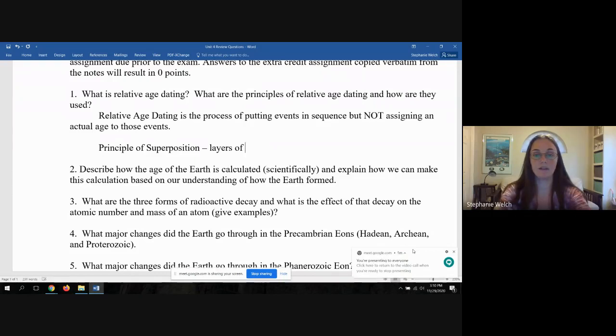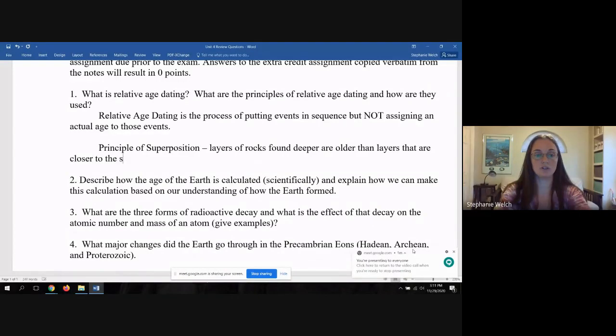layers of rocks found deeper are older than layers that are closer to the surface. So a stratigraphic layer that's maybe 200-300 feet below us is going to have formed a much longer period of time ago than the sediment that's right underneath your house.